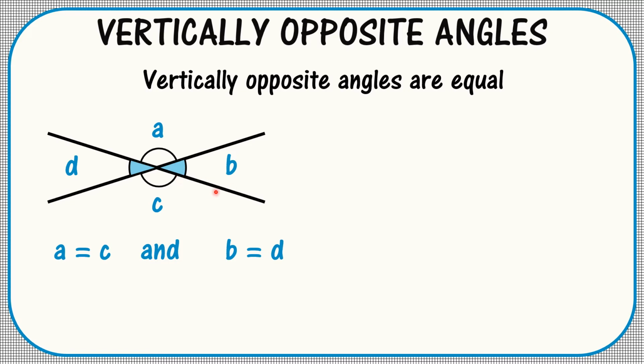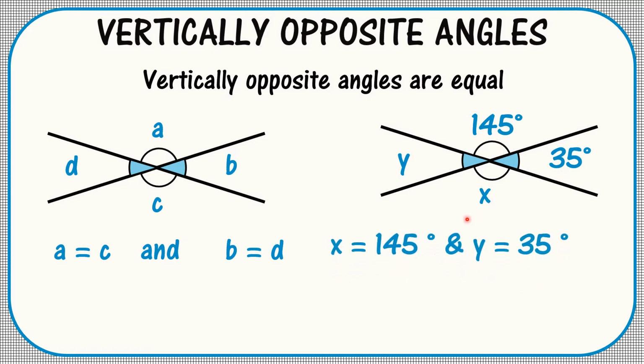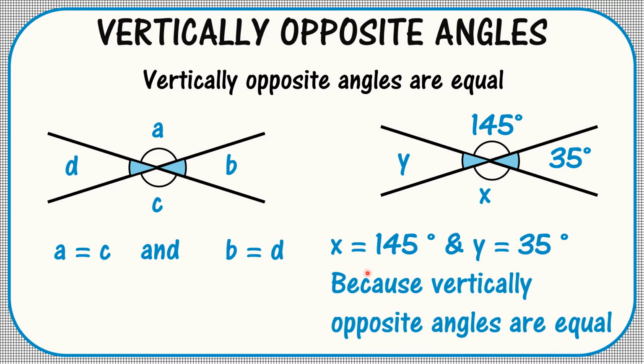Let's put some values in and see what we get. We have 35 degrees and 145 degrees. Let's work this out. We would say that X is equal to 145 because it is vertically opposite, and Y is equal to 35 degrees because it is also vertically opposite. Generally, when you have these type of questions, it will ask you for a reason. So you need to memorize these sentences.